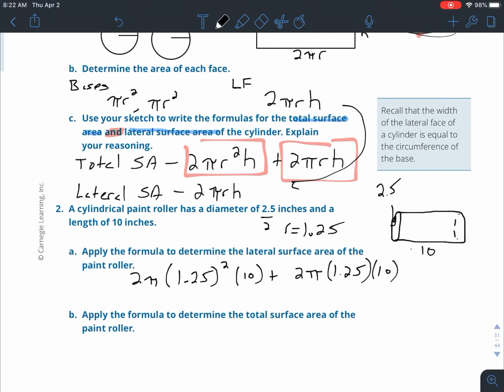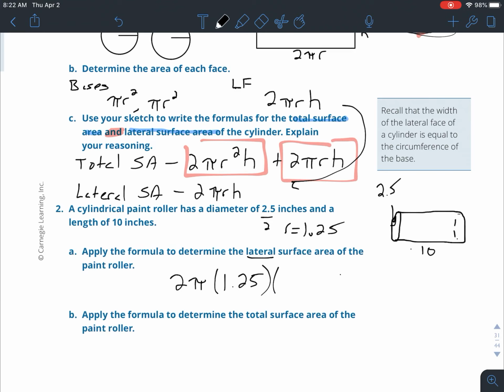Now, oh, I'm sorry, I put the wrong formula for this one. Please erase that. I'll write the correct one. I accidentally flipped them around. So this one's just going to be, they're talking about the lateral surface area here, and it's going to be 2 pi times 1.25 parentheses again, and 10. And you type this in your calculator.